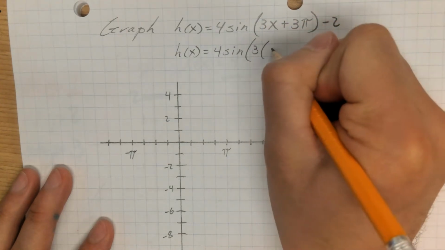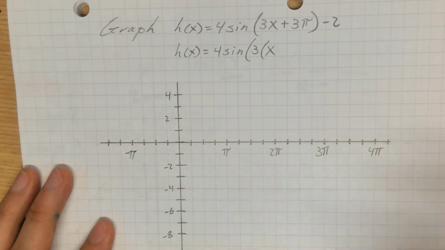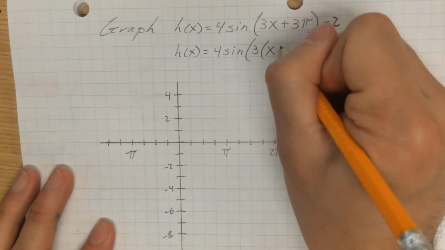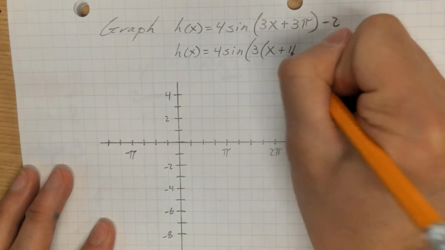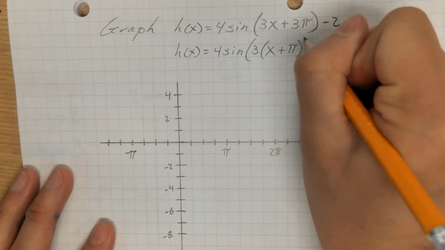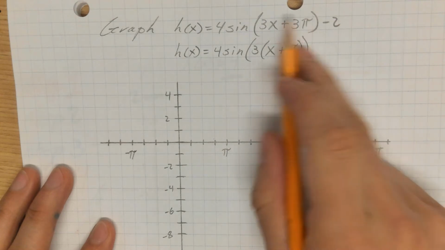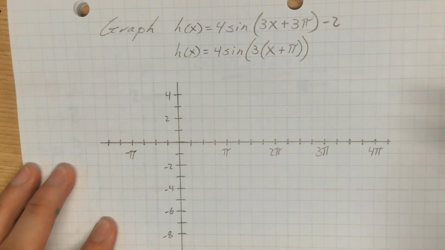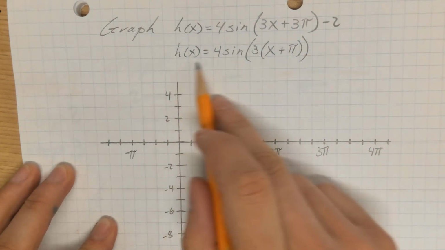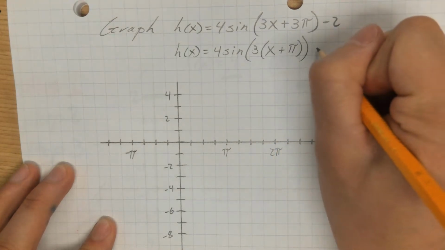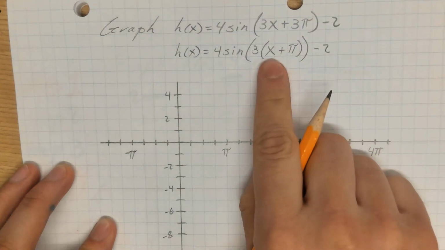So if I factor 3 out, then x will be left just as x, and pi will be left just as pi. And you can double check that if you distribute the 3 back in, you will get back the 3x plus 3 pi. So this is the setup that we want to have, the setup where x is by itself.